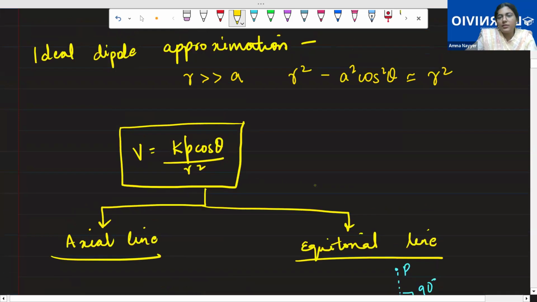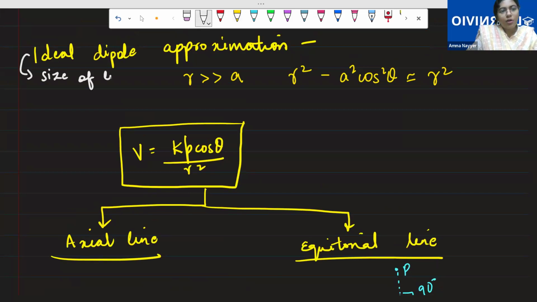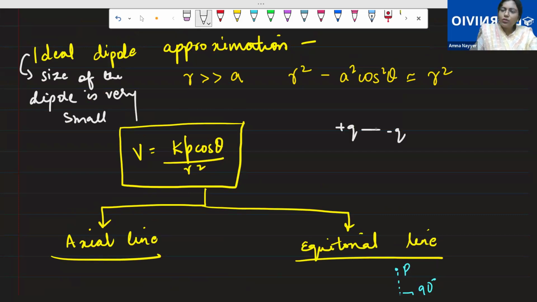Now, ideal dipole approximation means the size of the dipole is very small. It means plus Q and minus Q are located very close to each other. So the value of 2A is so small that the value of A is even smaller. So R becomes very great in front of A. R square minus A square cos square theta has no significance, it is so small. So we write this as R square.